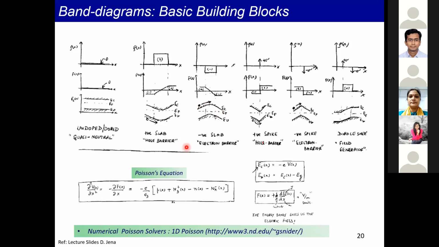So once you know of these basic things, essentially what we have to do in whatever device we are interested in, find out the charge density, integrate it once, find out the field, integrate it one more, find out the potential, multiply with minus E, and have your conduction band. And then valence band you can get by subtracting the band gap.